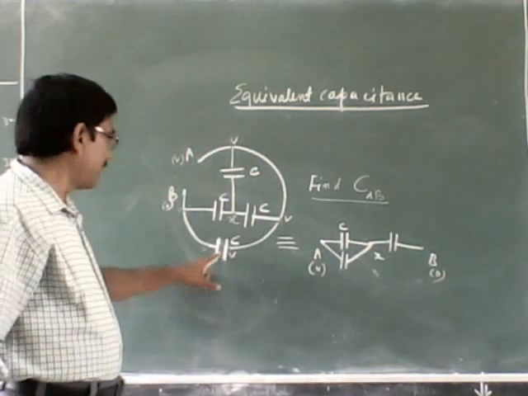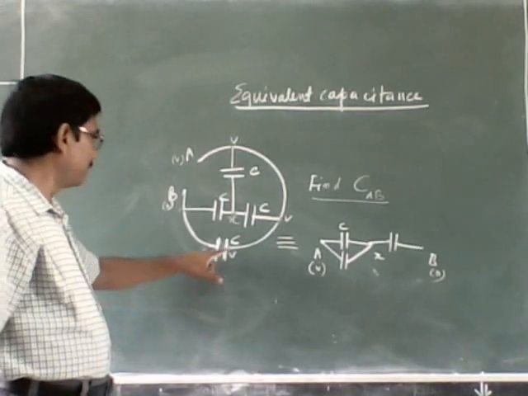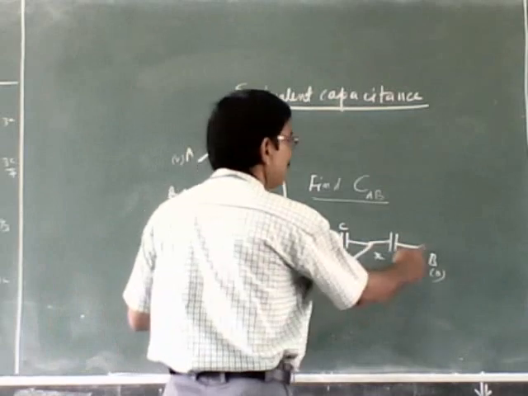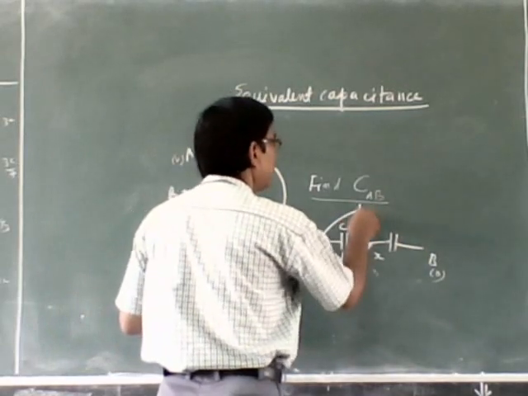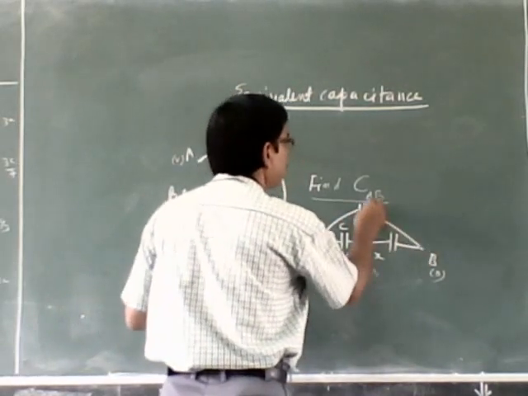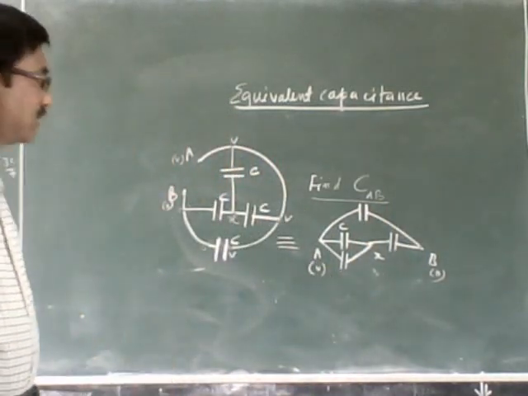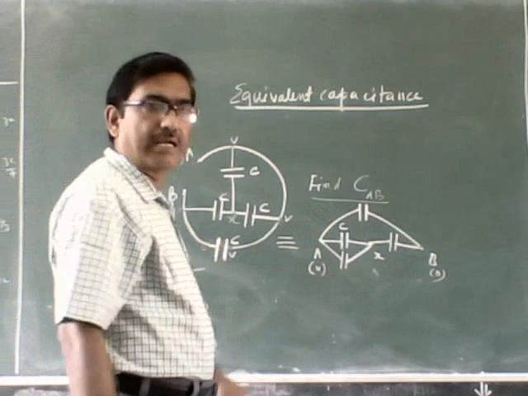And how is this capacitor connected? Between V and 0. So this is V and this is 0. So it is connected between V and 0. So this is the equivalent circuit diagram.